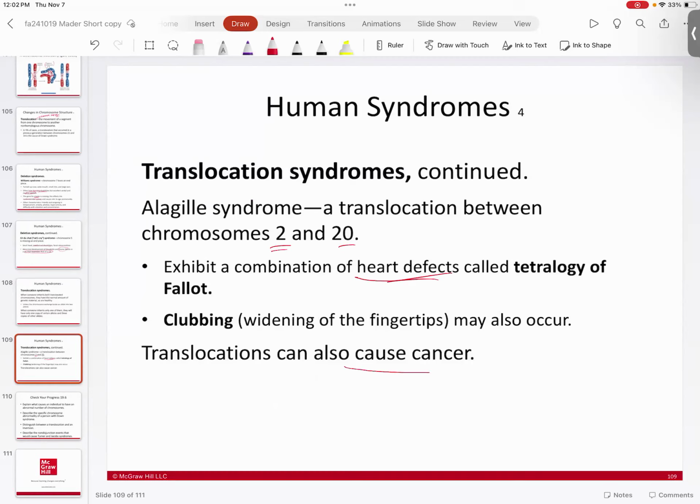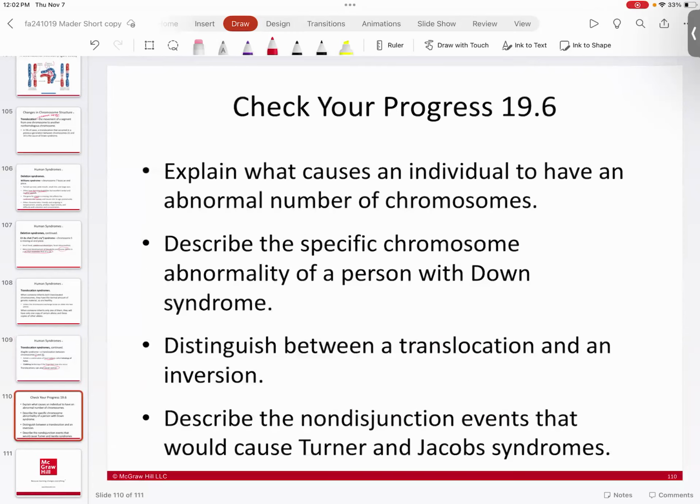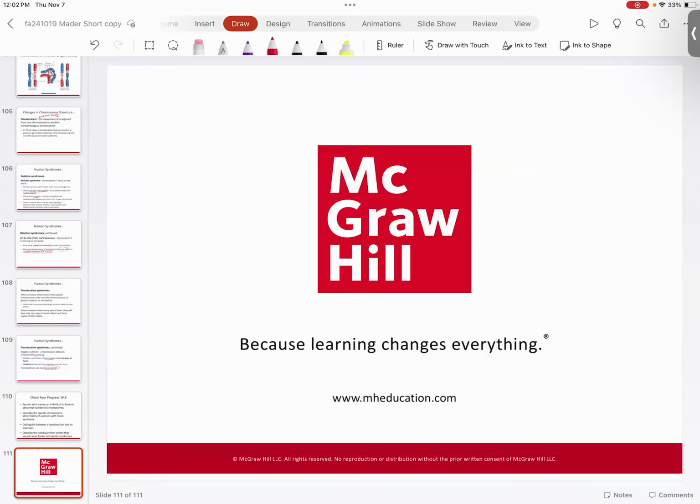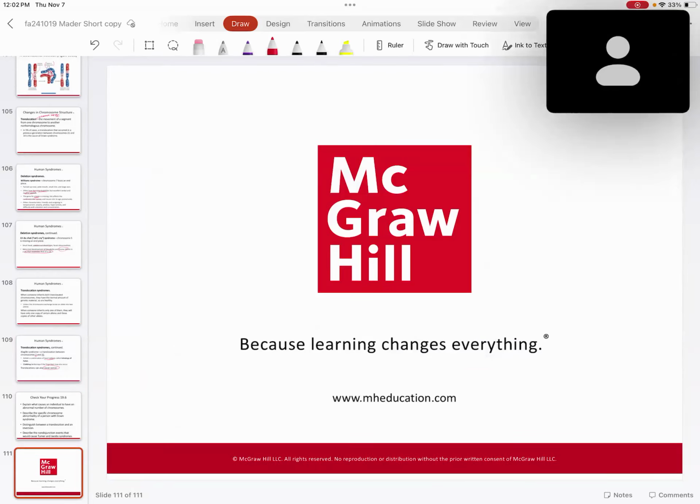They can also occur, translocations can cause cancer, depending on where they land. So it all depends on the nature of the break. Each translocation is different. So we can't say they all do. We can just say we have to study each individual translocation to figure out what specifically it actually does. And so that is basically chapter 19.